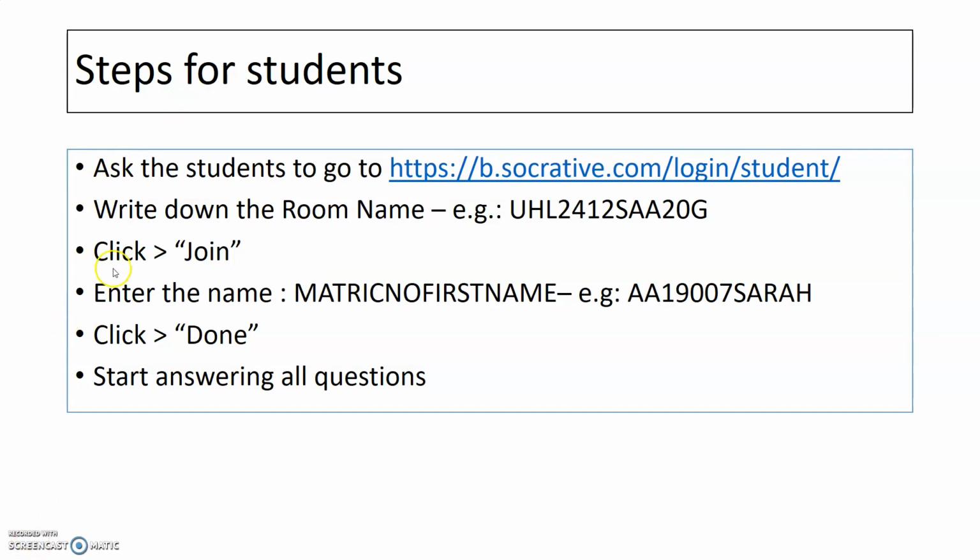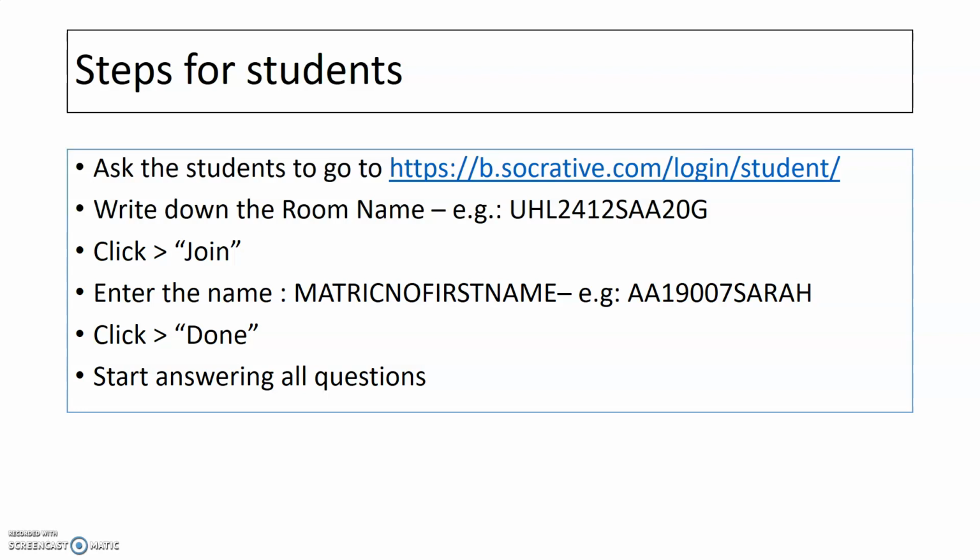So here are the steps for you. Step number 1. You have to go to this link. I will share the link later in our Google Classroom. And then you write down the room name. I will give you the room name for each of the sections that I have created, so that you log in using that room name. For example, UHL2412 SAA 31G. So we have 4 sections: 31G, 33G, 34G, and 36G.